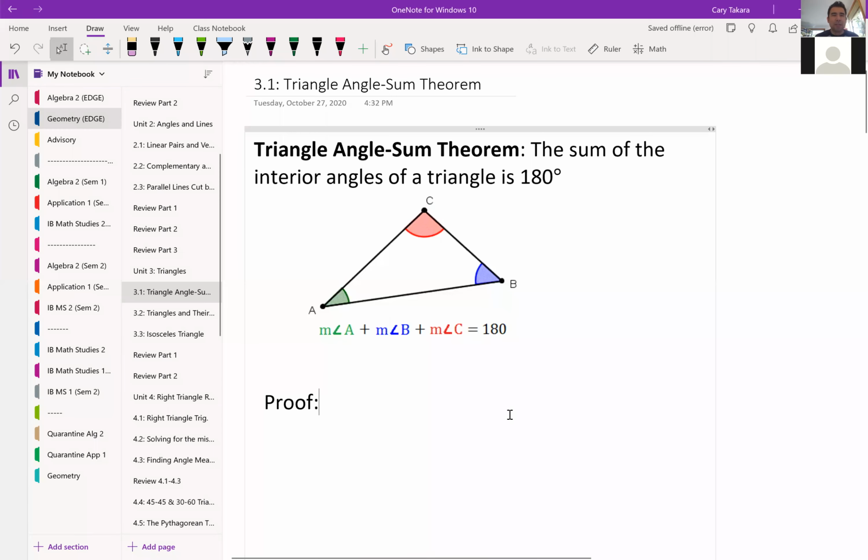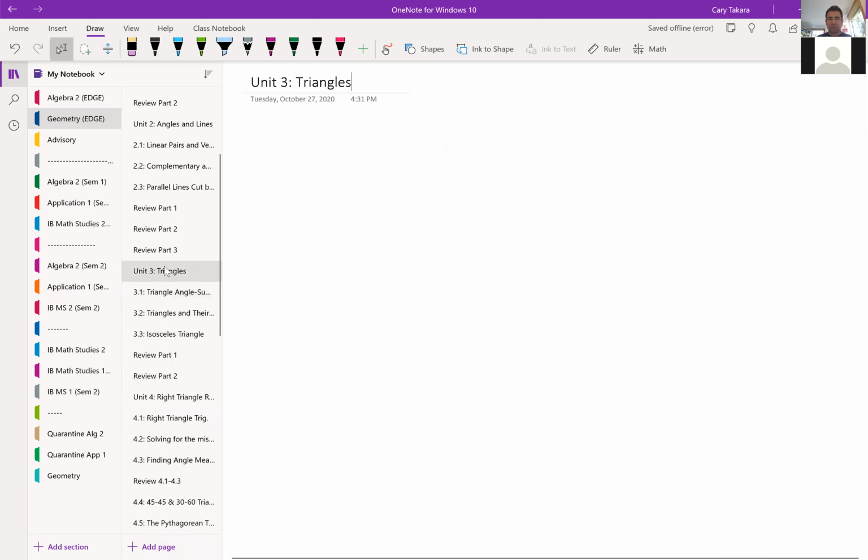Okay, so as you can see from the title for Unit 3, it is all about triangles. There are lots of great properties of triangles, and some of them you already know, but we will explore that, and then we will talk about it, and then again, there will be lots of solving equations, just like last unit. But let's get started.